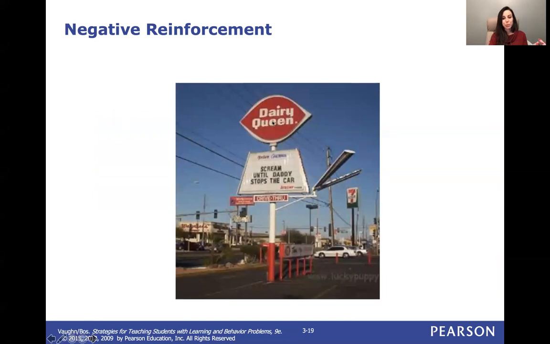It's another good example. So if you have kids, you'll notice this as well. You're basically trying to get away from something you don't like. The scream until daddy stops the car. The child is screaming and screaming, and the dad's like, oh my gosh, I know that they want ice cream, so I can't take it anymore, stop screaming. So they stop by Dairy Queen so that the screaming stops.